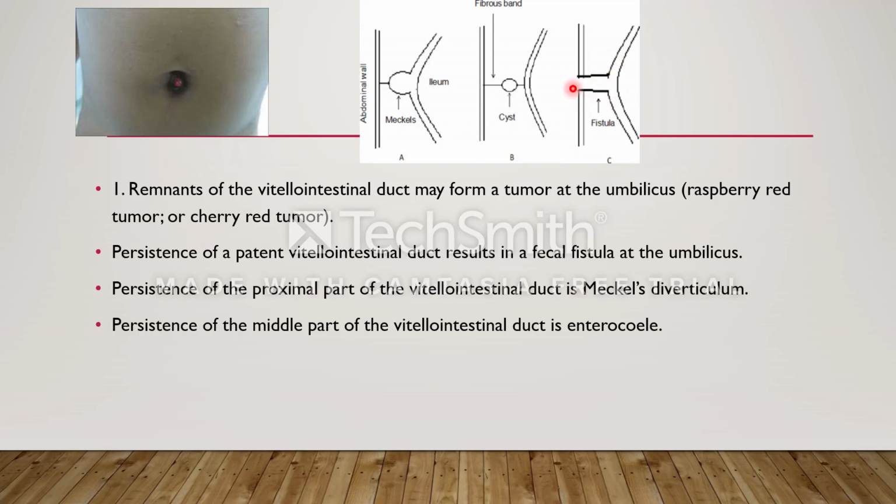Or there can be persistence of the proximal part of the vitello-intestinal duct. See here, this hole is the vitello-intestinal duct, but the distal part has disappeared and only the proximal part has persisted, and this is named Meckel's diverticulum. Or if the middle part of the duct remains, this can form a cyst which is named an enterocele.